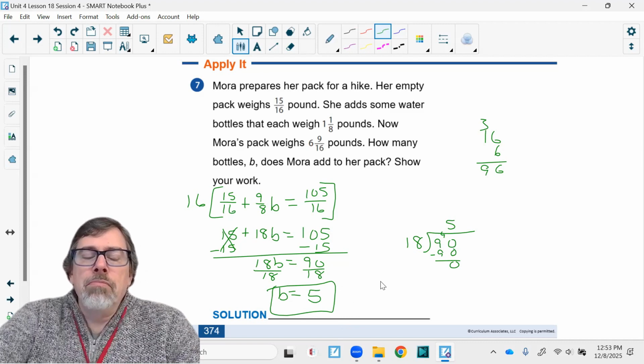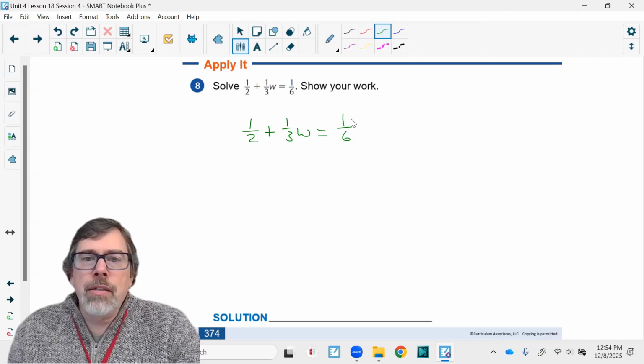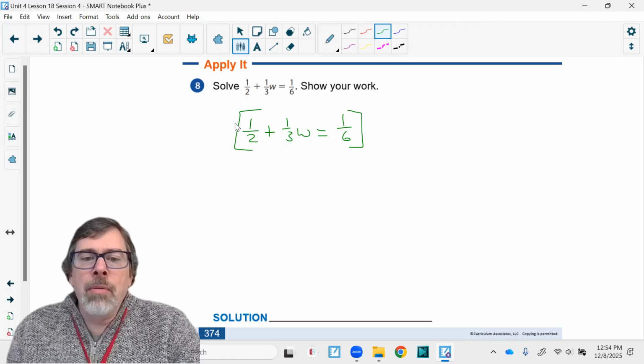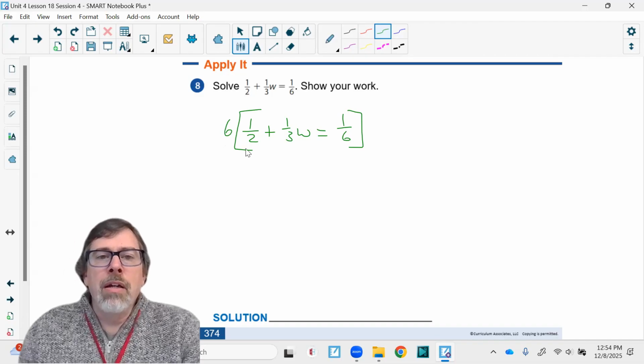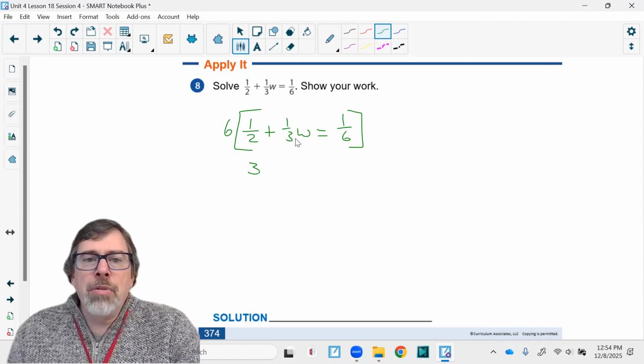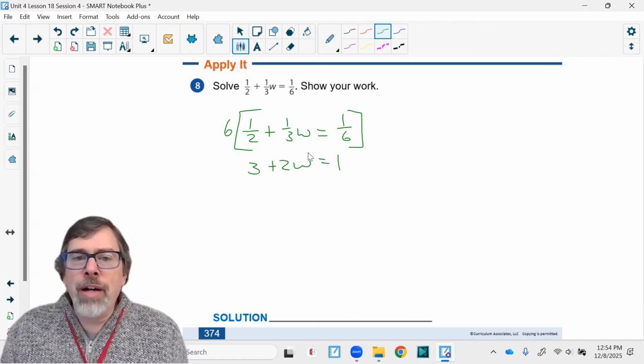Okay. Next. Solve. Show your work. Okay, we have 1/2 plus 1/3 W equals 1/6. I'm going to put parentheses or brackets around this. See that 6? 3 will go into 6. 2 will go into 6. 6 is the greatest common factor. So I'm going to multiply all these by 6. 6 divided by 2 is 3. 6 halves is 3. 6 divided by 3 is 2w equals, the 6s cancel, leaving us with 1. Wow. No fractions. Isn't this great?